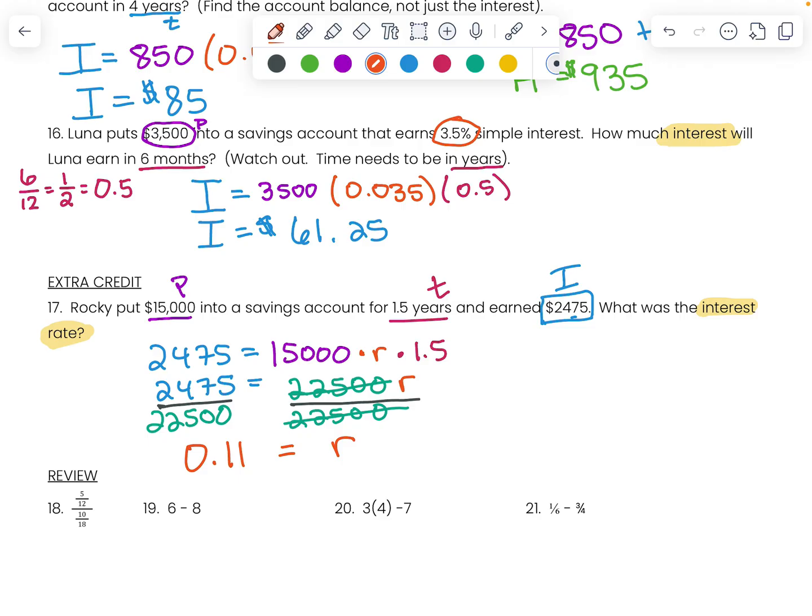Now it's asking this as a percent. So if I'm going to make this into a percent, I'm going to move my decimal over 2 times, and that gives me an 11% interest rate.